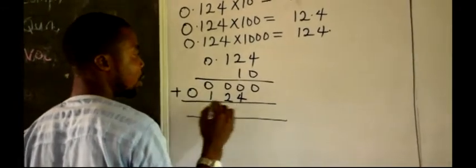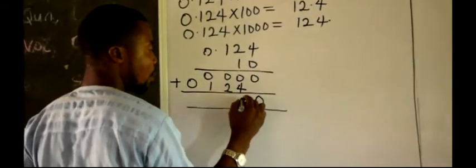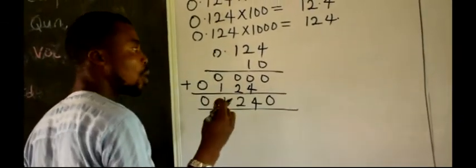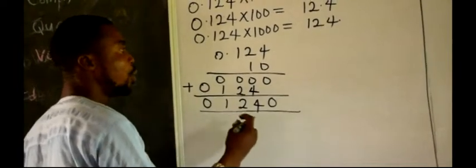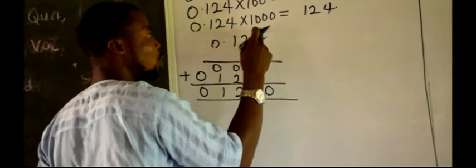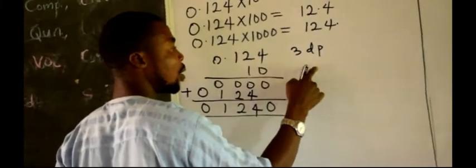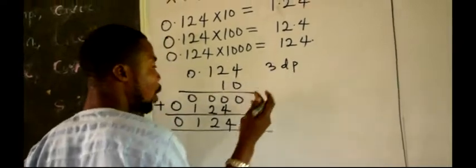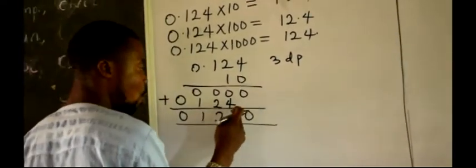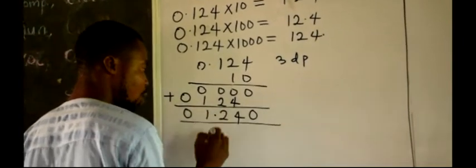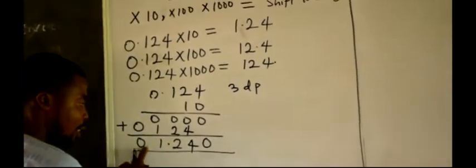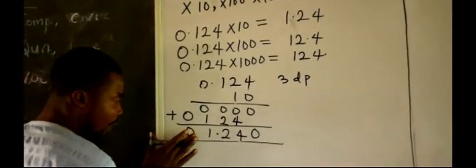We will now add. Now, how will you place your decimal? Don't forget, how many decimal places here? 1, 2, 3. We have 3 decimal places. How many decimal places here? None. So, how many decimal places altogether? You now count 1, 2, 3. So your answer becomes 1.240.